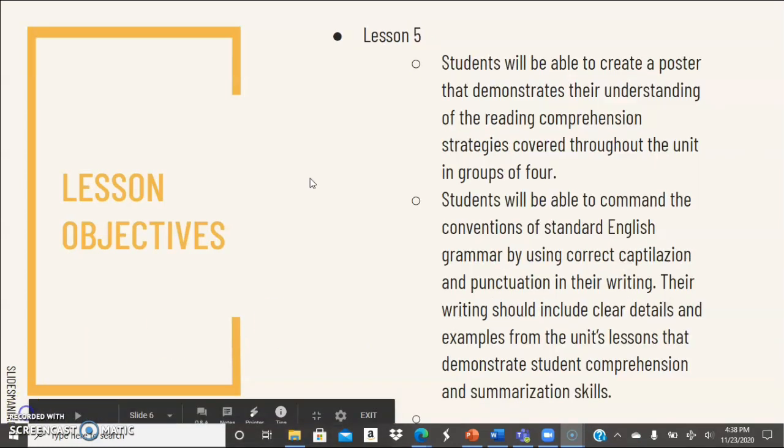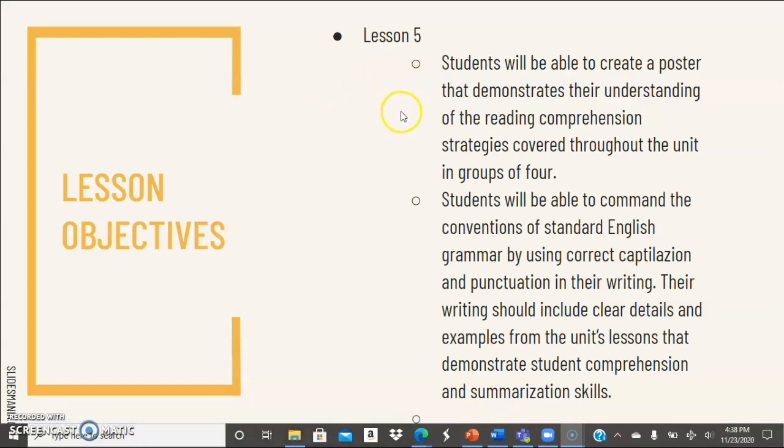Finally, in Lesson 5, students will be able to create a poster that demonstrates their understanding of the reading comprehension strategies covered throughout the unit in groups of 4. And for language, students will be able to command the conventions of standard English grammar by using correct capitalization and punctuation in their writing. The writing should include clear details and examples from the unit's lessons that demonstrate student comprehension and summarization skills.